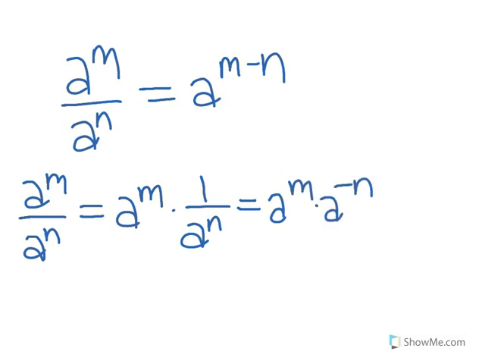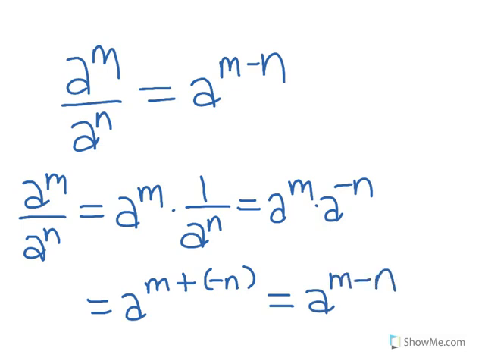So now we've returned to that original situation. We've got two powers of the same base, and we're multiplying them. Well, if we multiply two powers of the same base, we add the exponents. So that becomes a to the m plus negative n power. Finally, we know that adding a negative is the same thing as subtracting, so what we really have is a to the m minus n power.